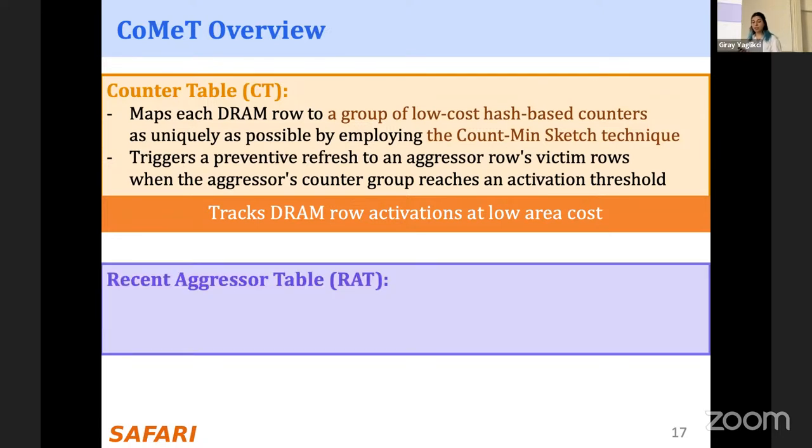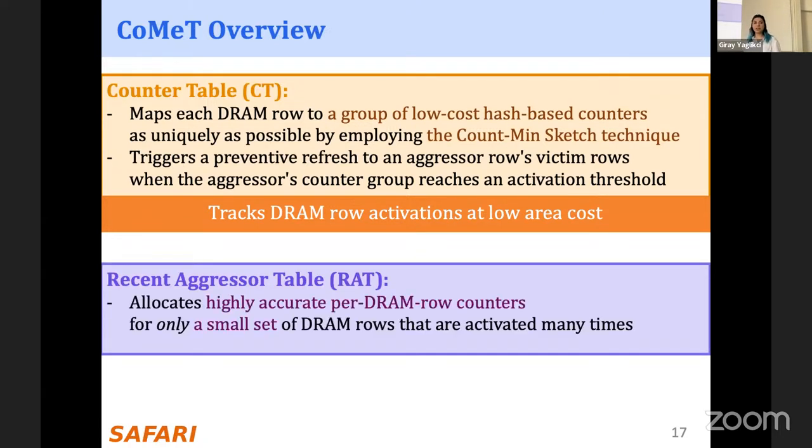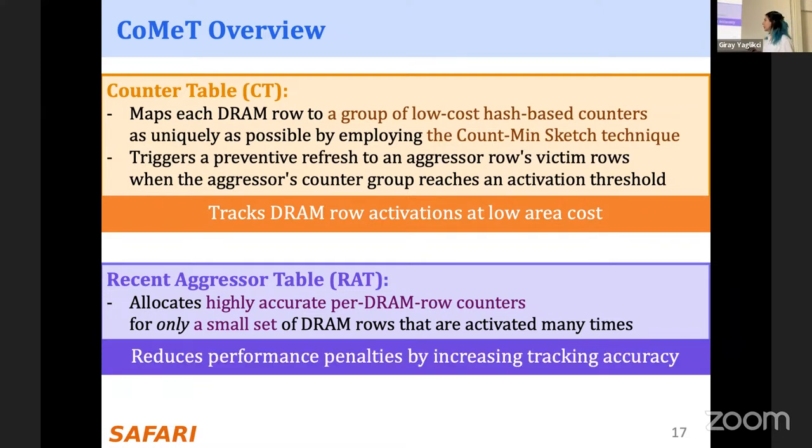And the second structure is the recent aggressor table, which allocates highly accurate tag-based per-DRAM-row counters for only a small set of DRAM rows that are activated many times. And by doing so, it reduces the performance penalties by increasing the tracking accuracy.